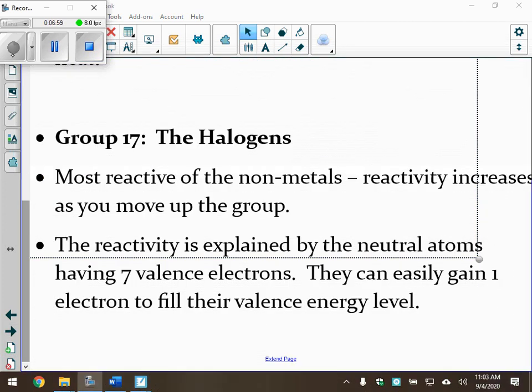Group 17 are called the halogens. They're the most reactive of the non-metals, and now it's the opposite. Reactivity increases as you move up the group. So the most reactive non-metal we have is actually fluorine. Francium is the most reactive metal. Maybe just remember that, but that's how it works.